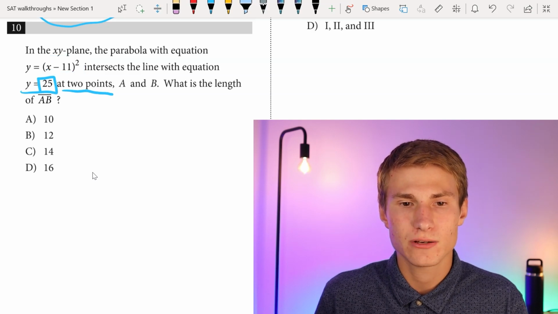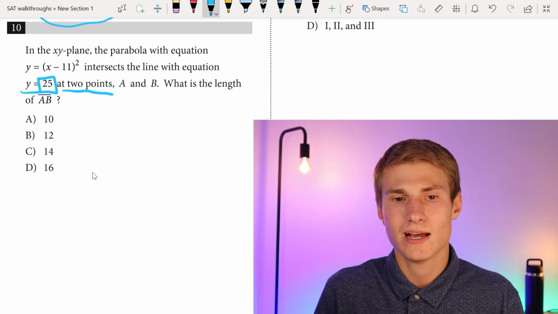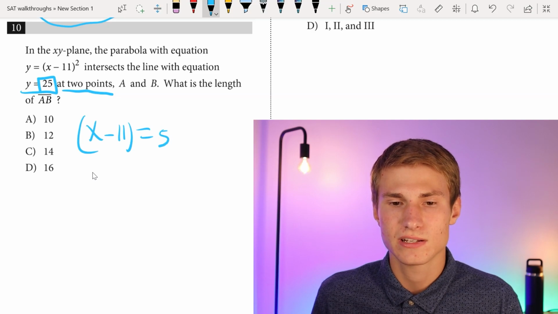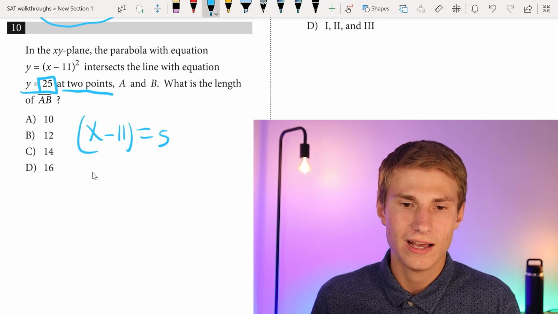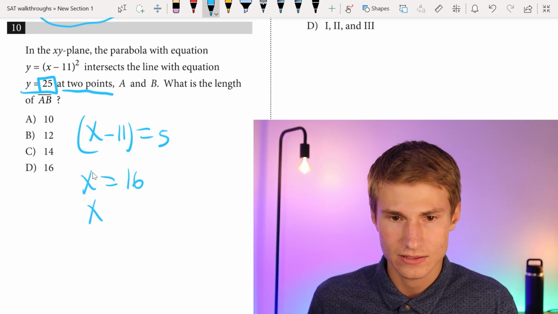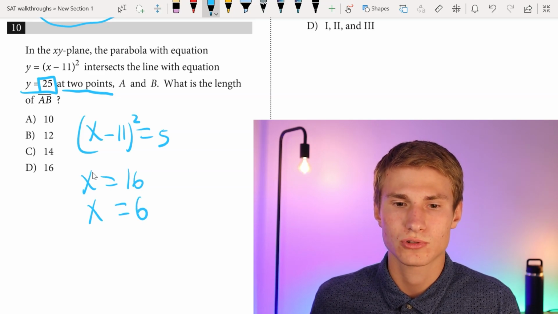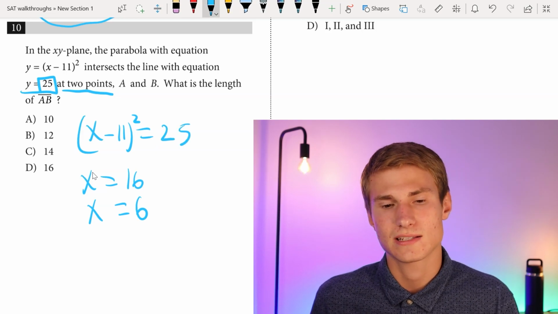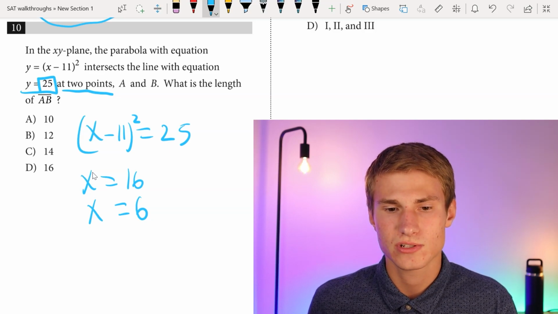Since we have y equals (x minus 11) squared, with x minus 11 in parentheses, what we want to recognize is that whenever x minus 11 is equal to 5, it's getting squared, which we know will equal 25. So we know that x minus 11 squared will equal 25 when x is at 16, and also when x is at 6, because negative 5 squared will also get you 25. Then all you have to do is find the distance between those two, which will be 10.